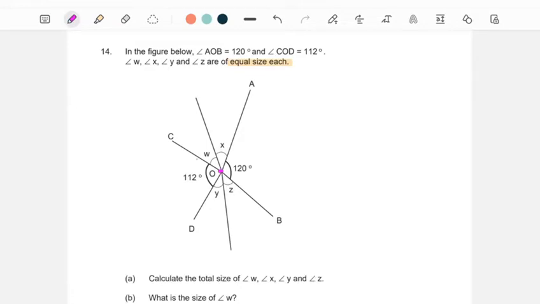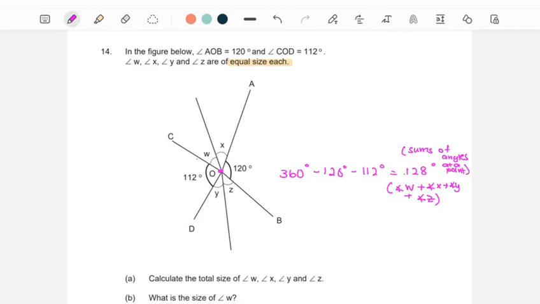Okay, so we know that to find W, X, Y, and Z, we'll have to use 360 degrees angles at a point. So we can do 360 degrees minus 120 degrees minus 112 degrees. That will give you 128 degrees, which is the sum of angle W plus X plus Y and plus angle Z. Because this follows sum of angles at a point. All right, and that's your answer for the first one.